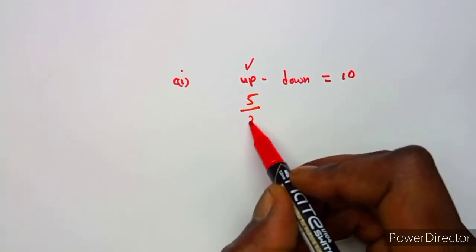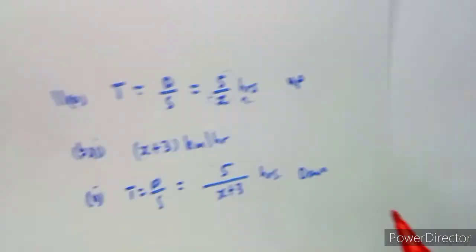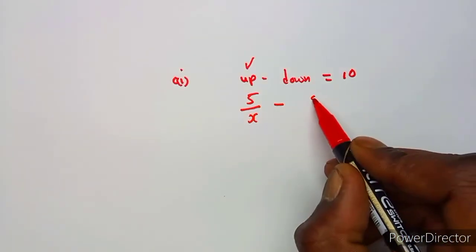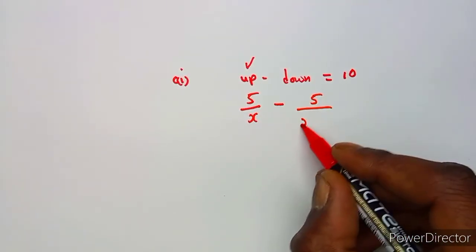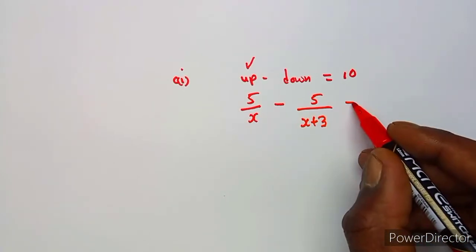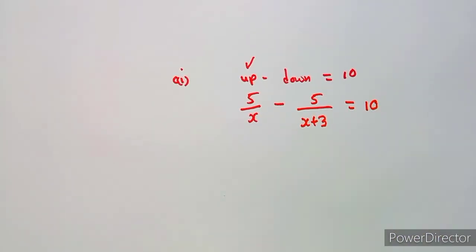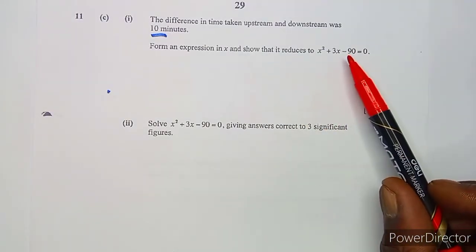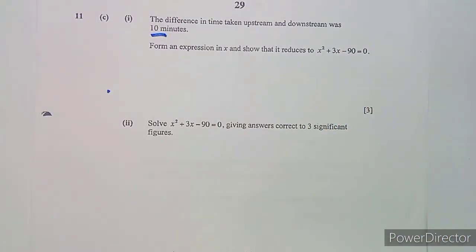Okay, in terms of x, the upstream time is 5 over x minus the downstream. When going downstream, this is the time, which is going to be less: 5 over x plus 3. This must give us 10. So now, if you have formulated an equation and you're supposed to show that it reduces to this expression, how is that possible?